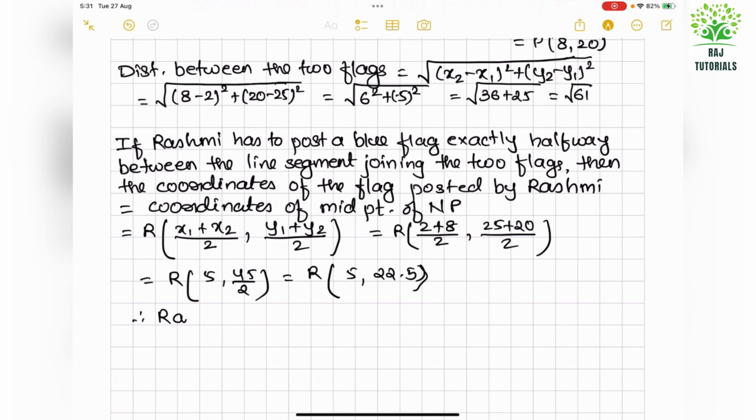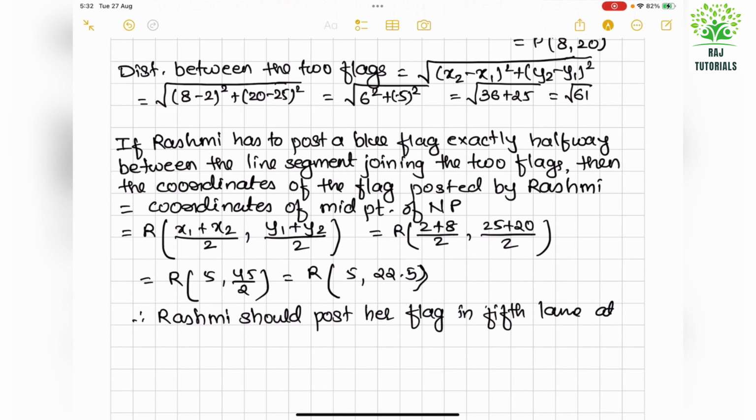Therefore, Rashmi should post her flag in the 5th lane at a distance of 22.5 meters.